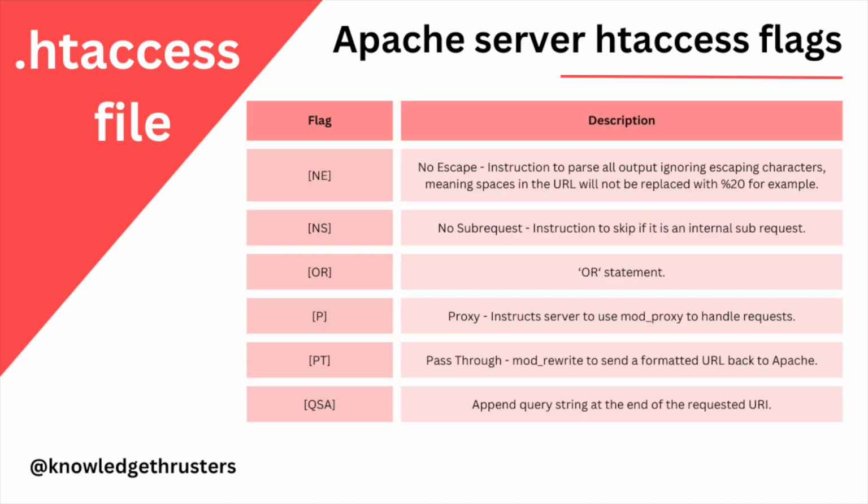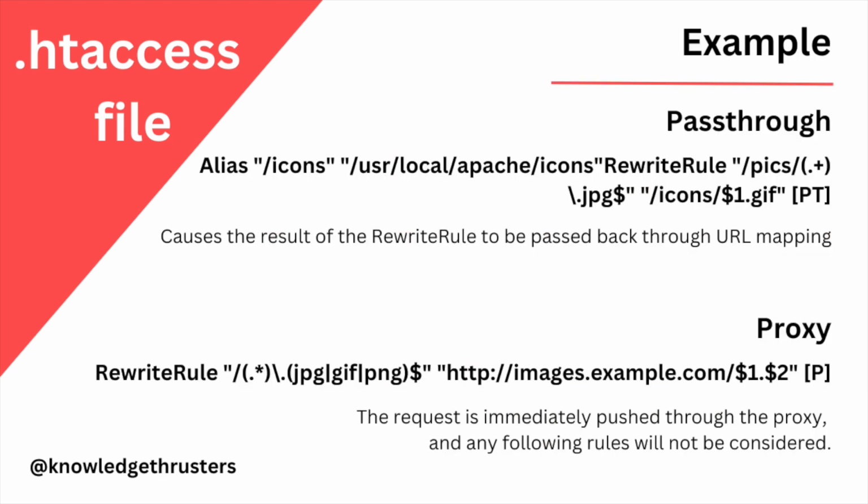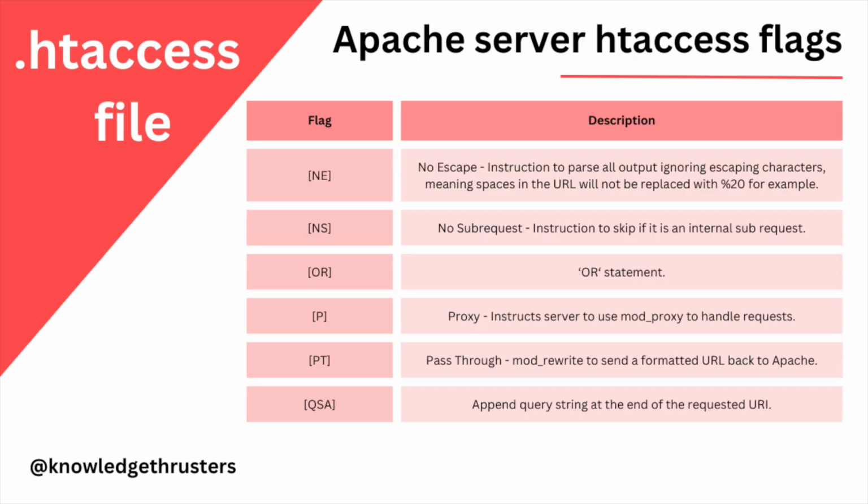Next is PT, that is pass through. It will send the formatted URL back to Apache. So let me show you one example. Here you can see it causes the result of the rewrite URL to be passed back through the URL mapping. Then it's QSA, that is append query string at the end of the URL.